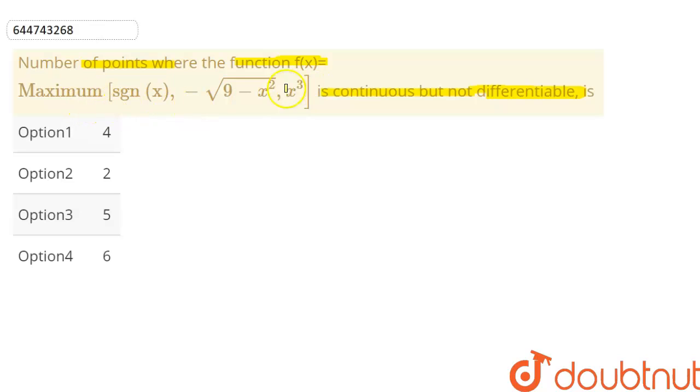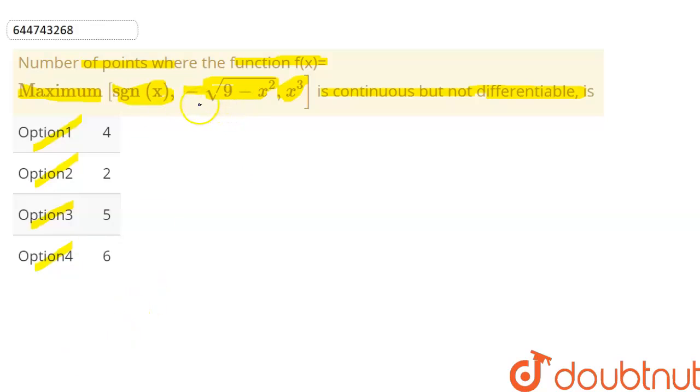We are given f of x as the maximum of the three functions, that is the signum of x, minus under root of 9 minus x square, and x cube. And we are given four options and we need to choose one among these four options. So first of all, let us draw the graph of this function f of x.